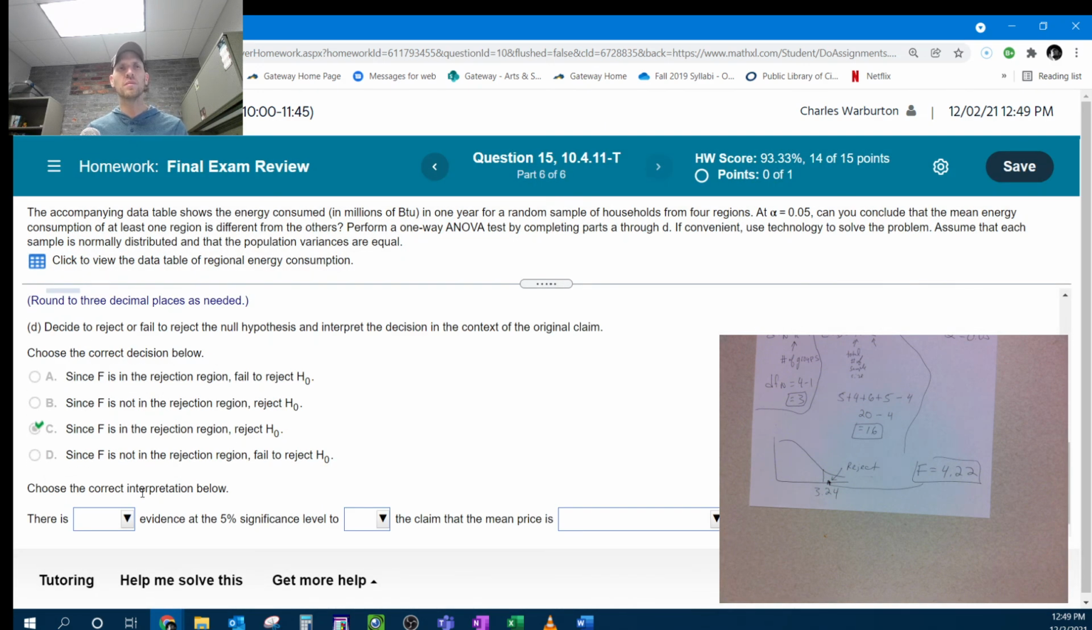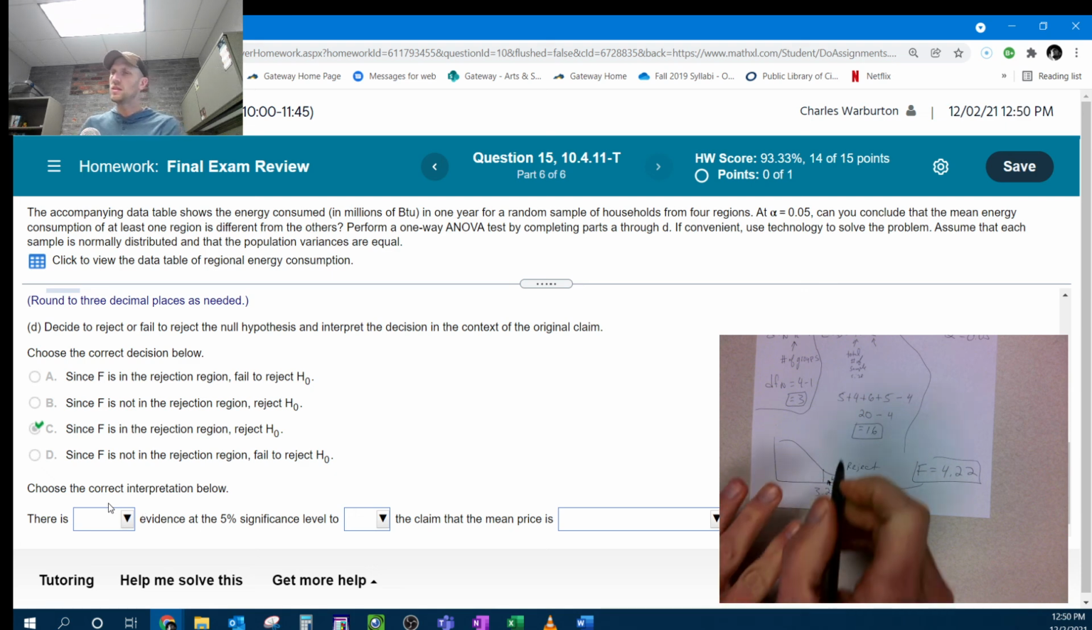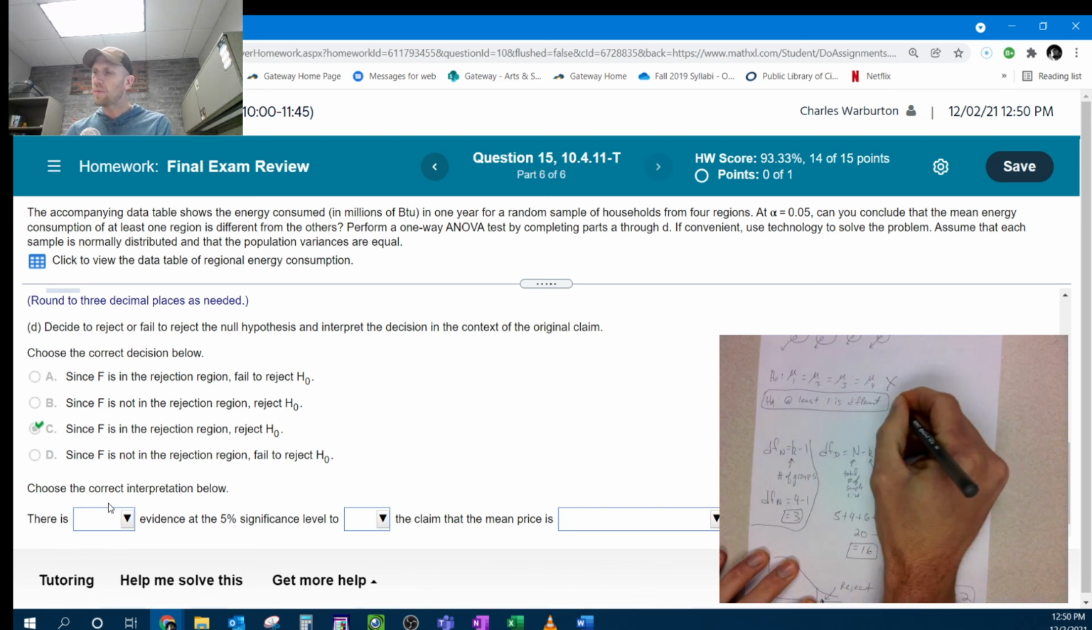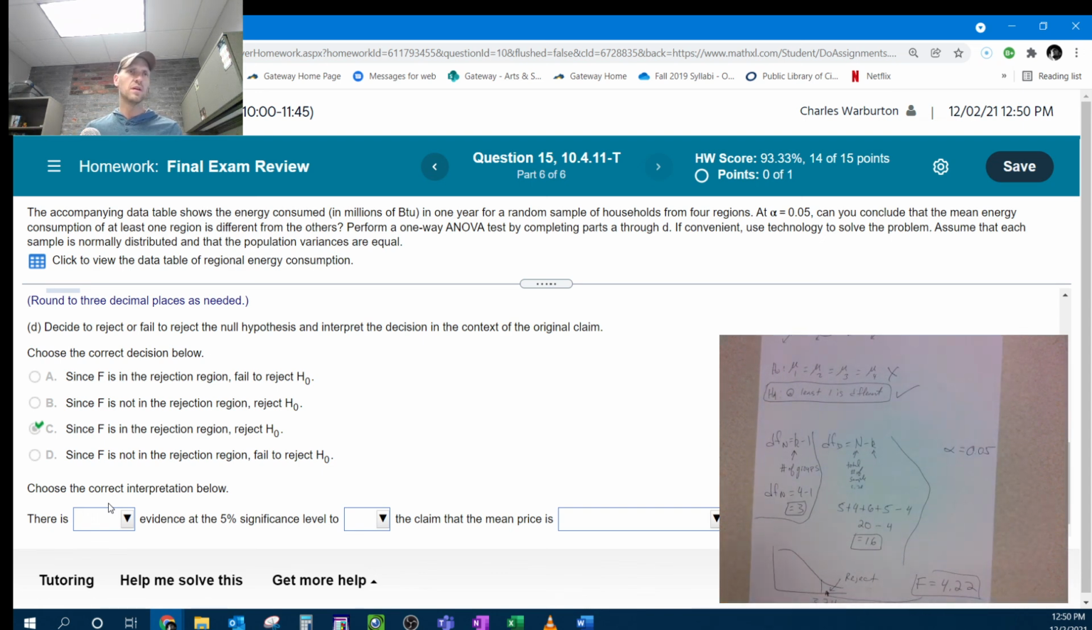And then it says, tell me about the claim. Choose the correct interpretation below. What was the claim? The claim was the alternative hypothesis. Remember, the null hypothesis was rejected, so the alternative hypothesis is supported. There is sufficient evidence to support the claim that there is at least one that is different.